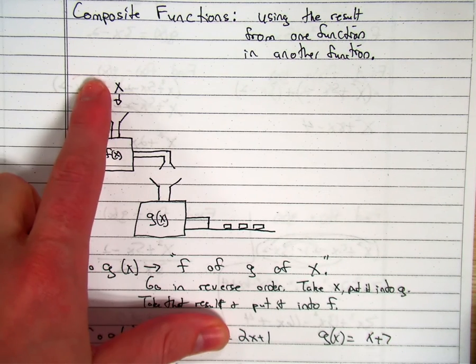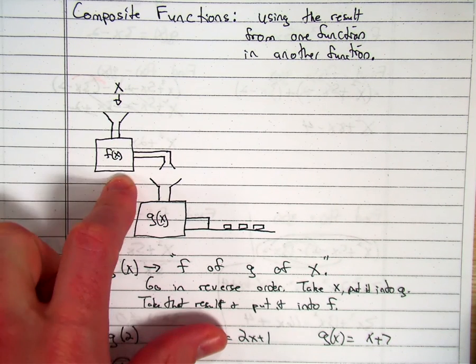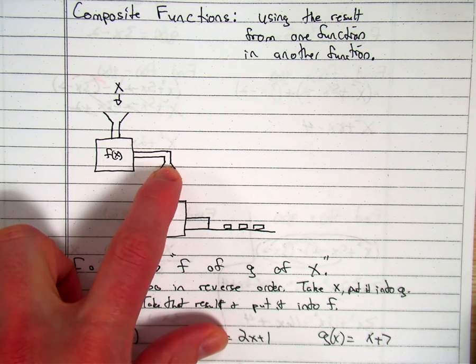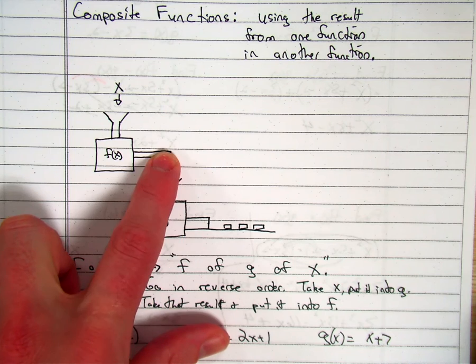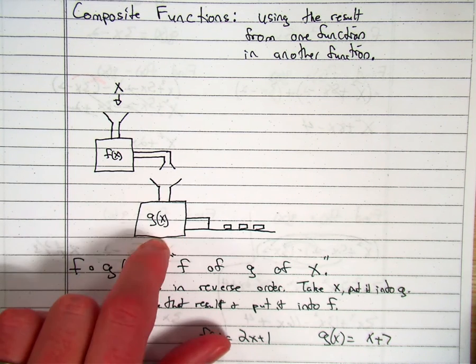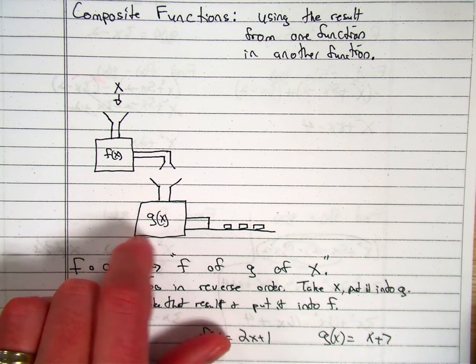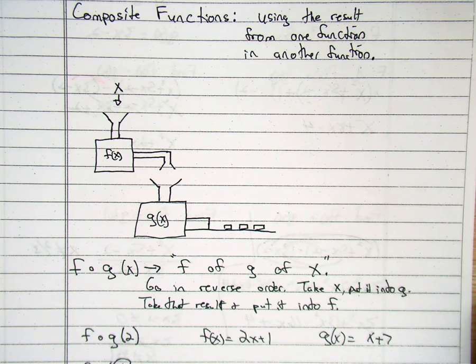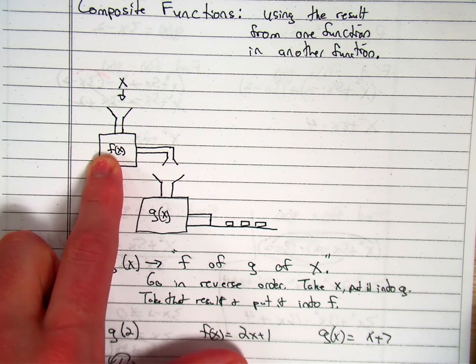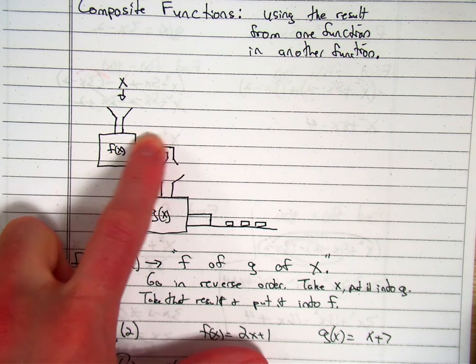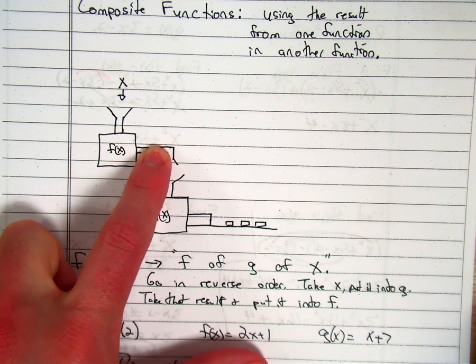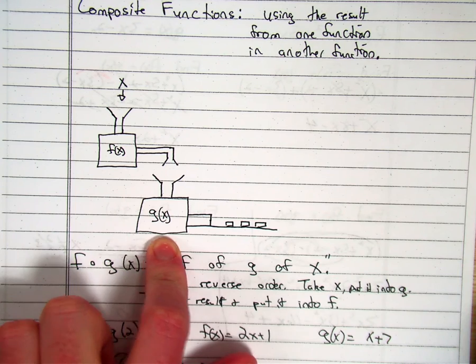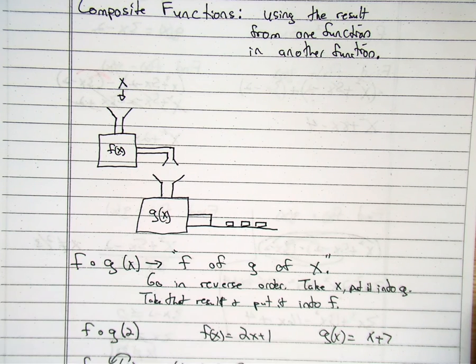So we have x getting put into the f of x machine, and we get the answer from that, and we take that answer, and it immediately falls into the g of x machine, and then g of x does its thing, and here's our final product. So you're basically putting in like 3 into f of x. Let's say we get 9 out of that. Then that 9 is what we put into the g of x, and then whatever comes out is our final answer.